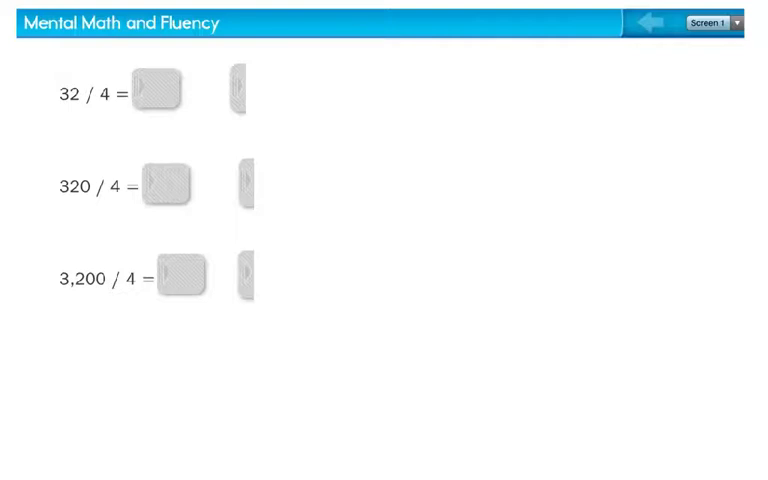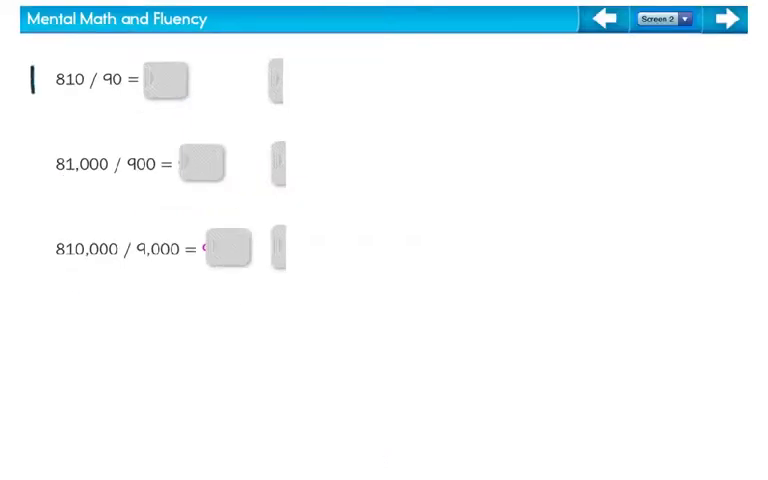So number 1, 32 divided by 4 is 8. 320 divided by 4 is 8 with 1 zero popped on. 3,200 divided by 4 is still 8 with 2 zeros popped on. Remember, when you have a 0 on each side, they cancel each other out. So go ahead and solve for these 3 division problems.